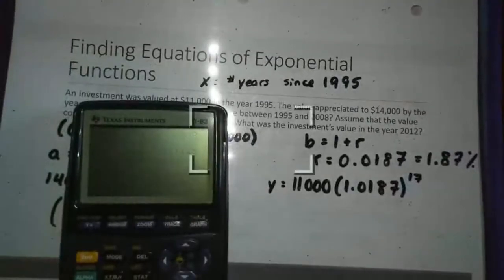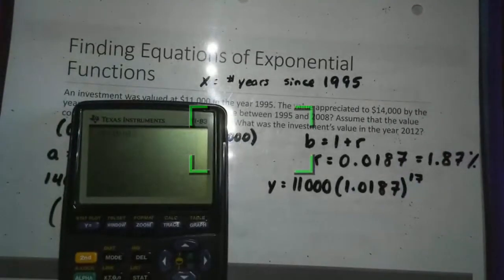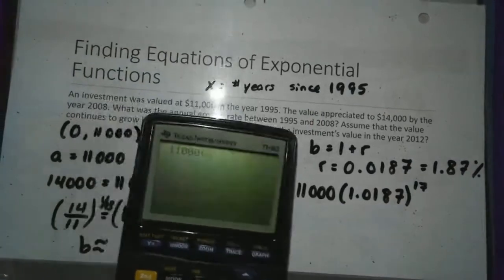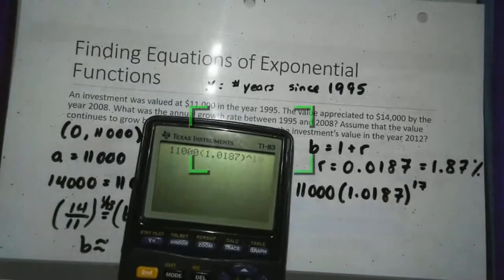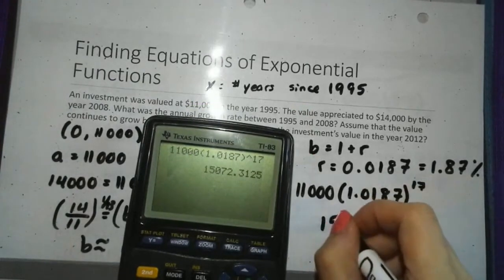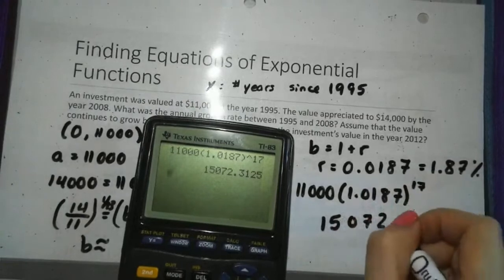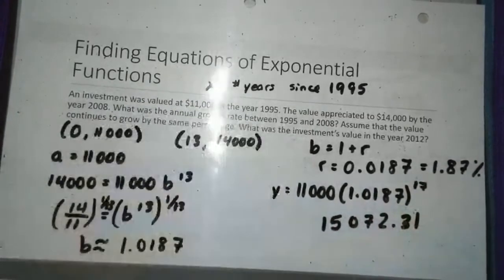And we'll get our value is 11,000 times 1.0187 raised to the 17th power, and I'm getting about $15,072.31.